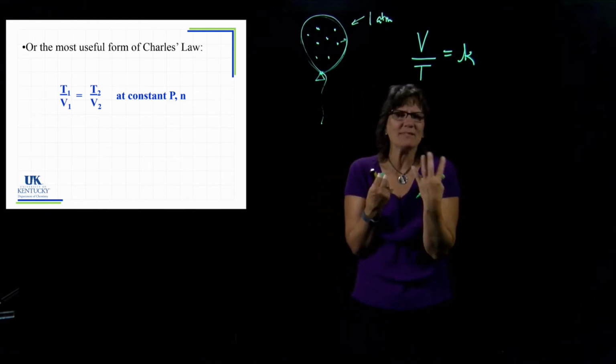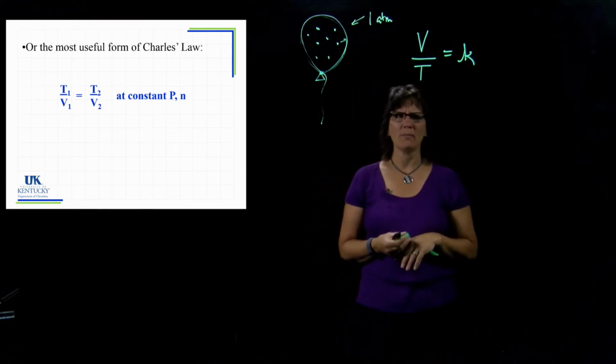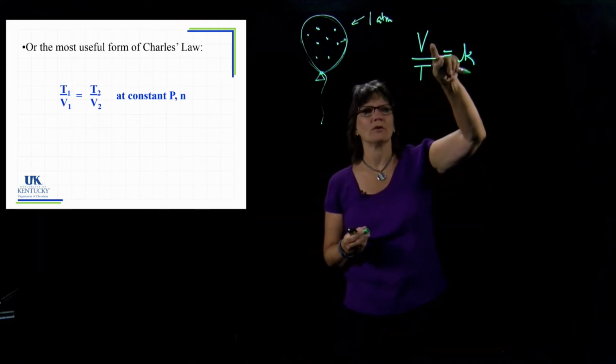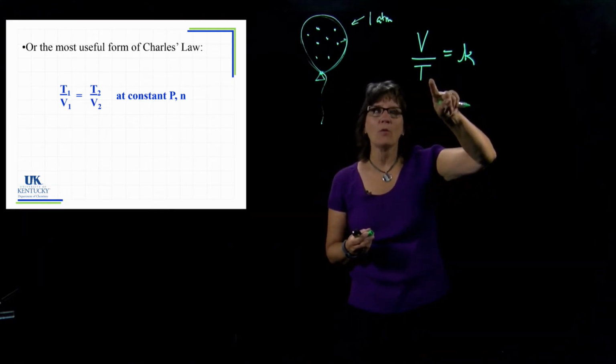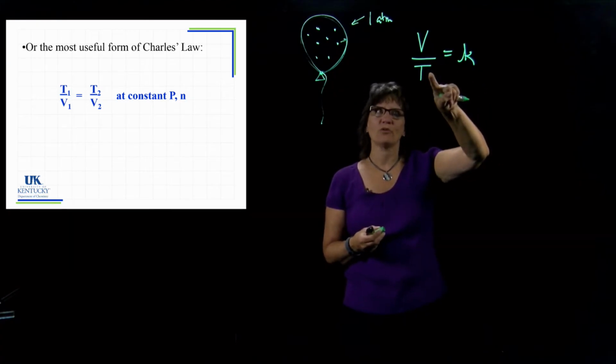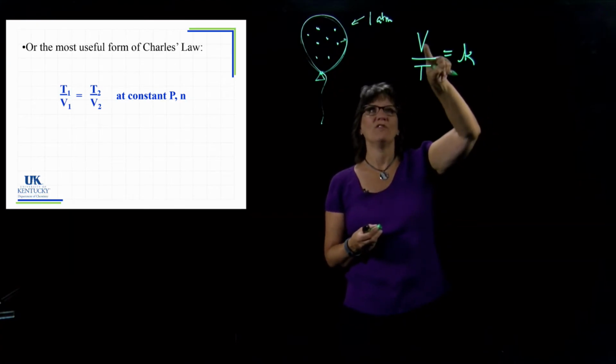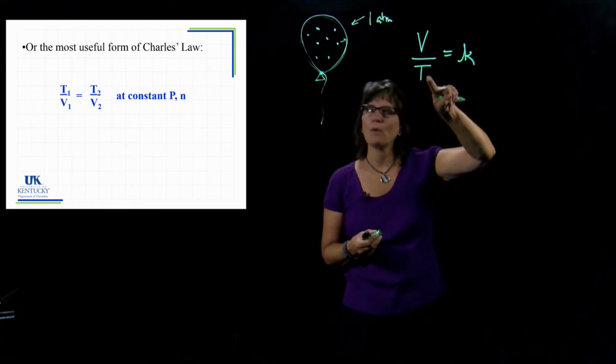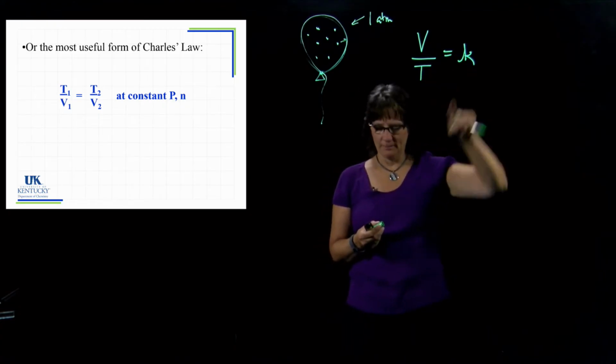How is that direct? It seems like if one is on top and one on the bottom, it couldn't be direct. But if this gets bigger, this has to get bigger right along with it if you're always going to get the same number out. So as one grows, the other one has to grow to give you a constant. If this one doubles, this one better double right along with it to give you a constant.